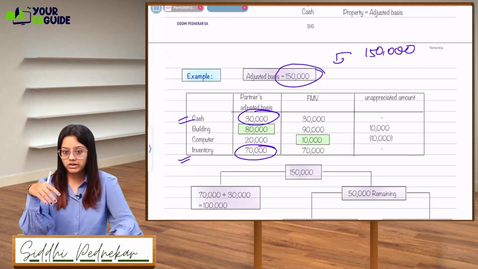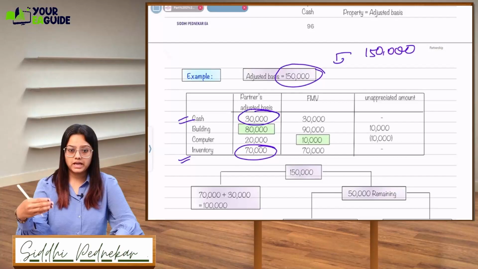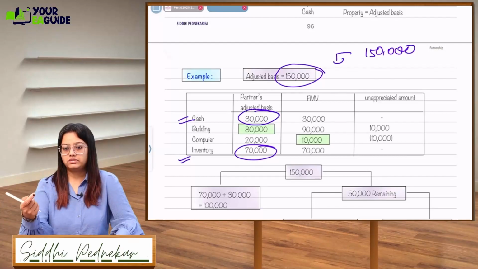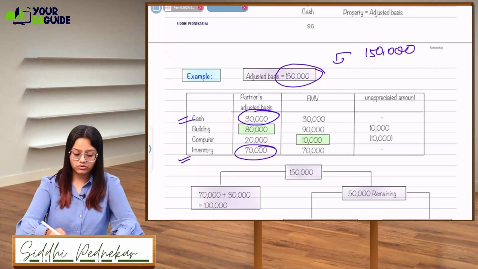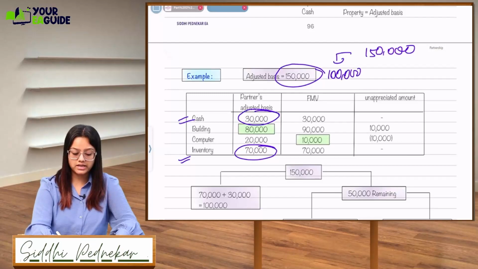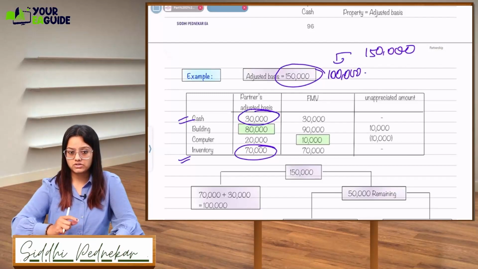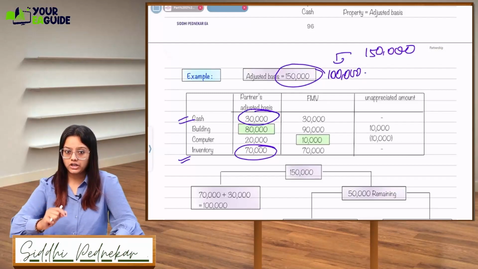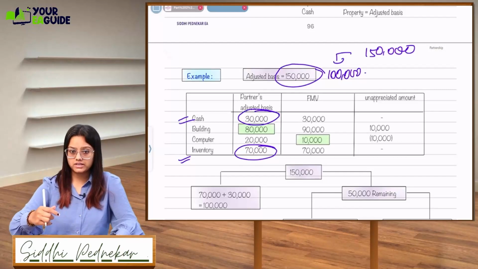For cash and inventory, there won't be any difference in FMV and adjusted basis. It will be the same. So you can take $70,000 plus $30,000. First allocate the whole $1 lakh to your unrealized related things: cash, UR and UI, that is, unrealized receivable and unrealized inventory.